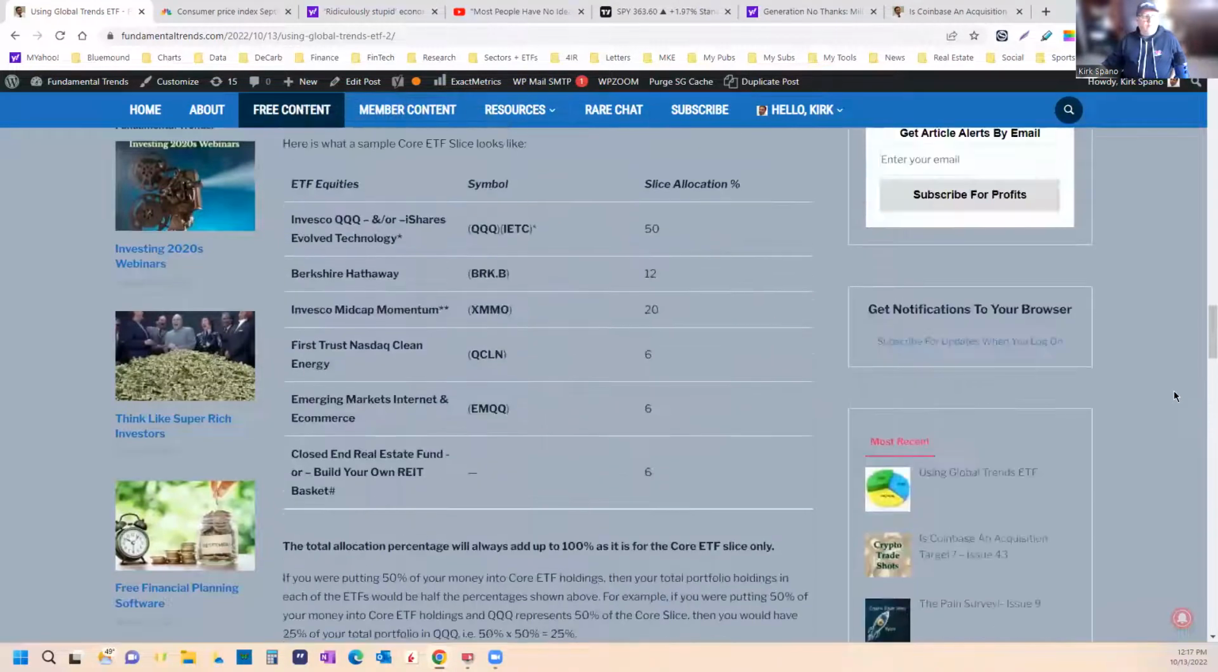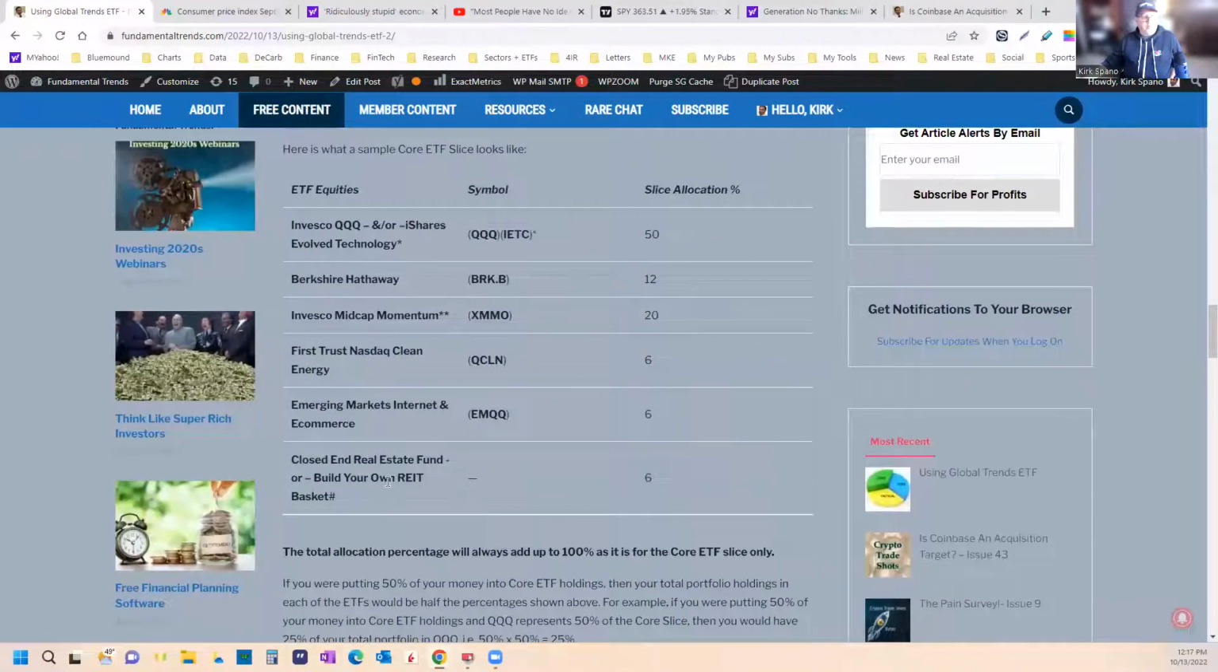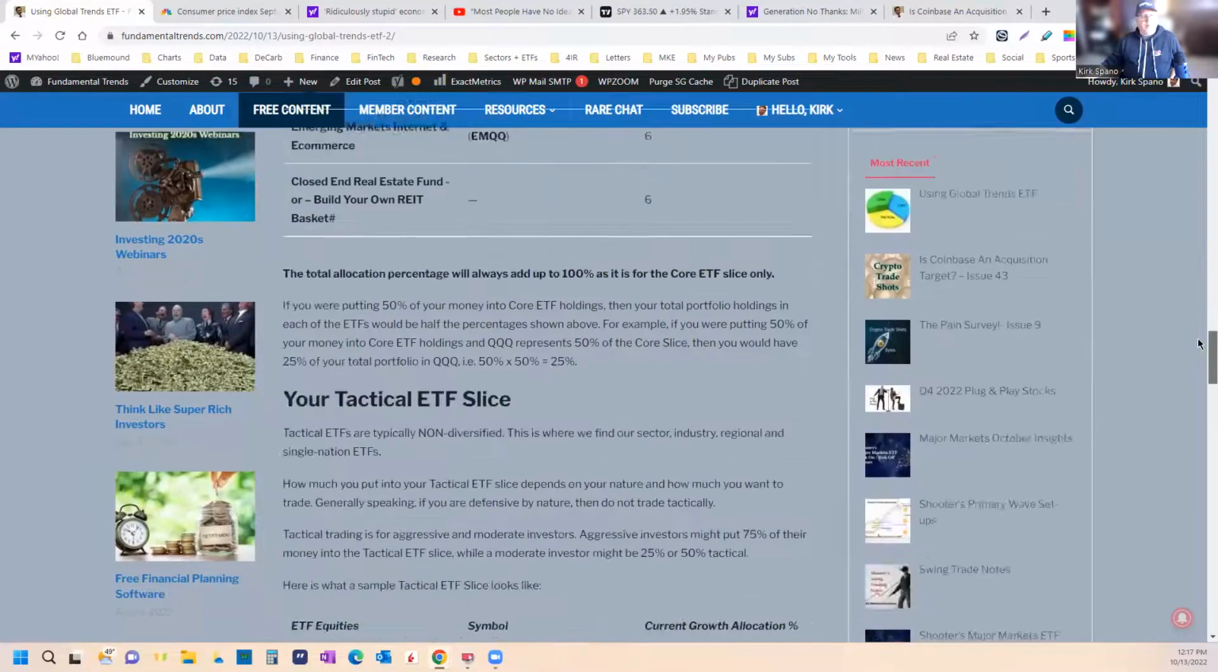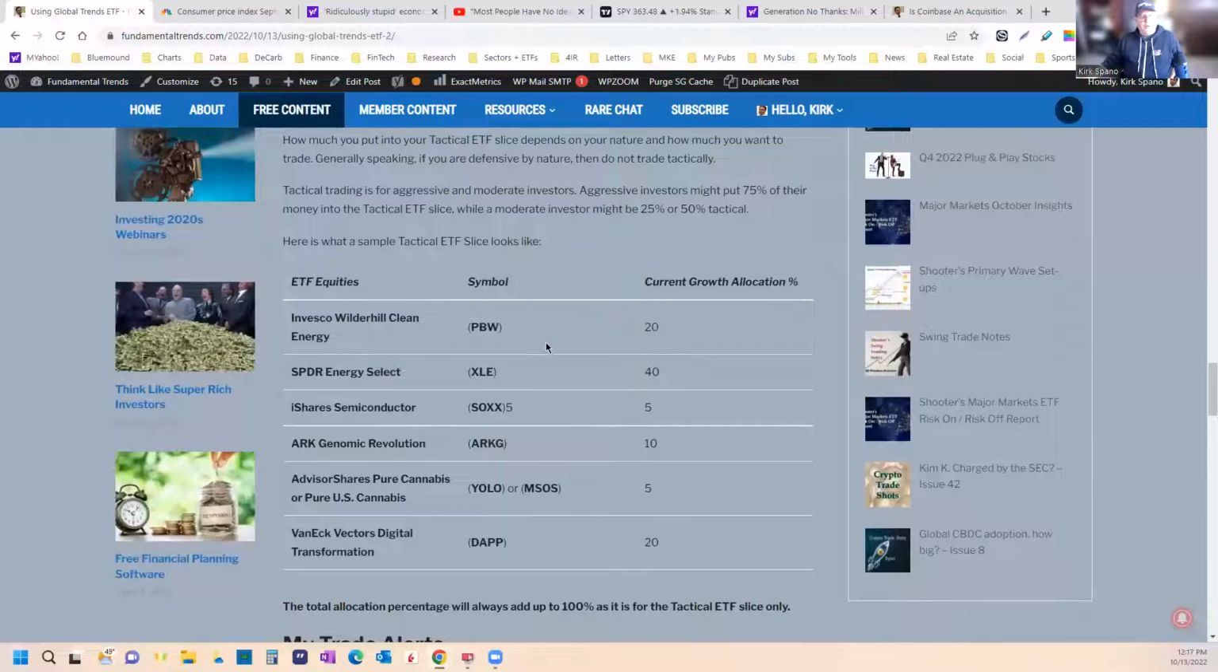The core portfolio, this right here is going to beat the S&P 500. No sweat. I firmly believe that, and all the back testing suggests that this will beat the S&P 500 by 2 to 6 percentage points on average over long periods of time per year. The tactical slice, though, is where you're really trying to hit some bigger numbers.